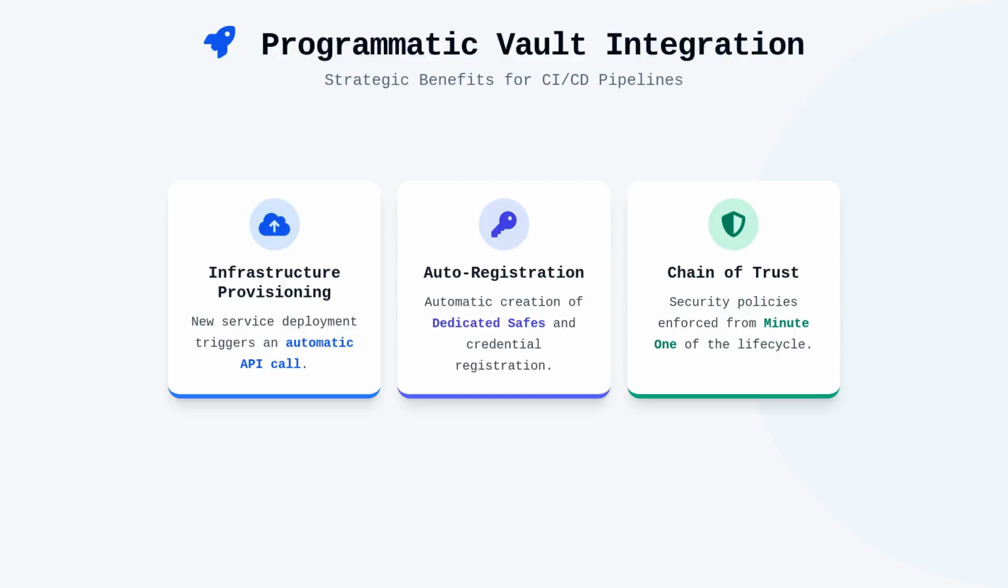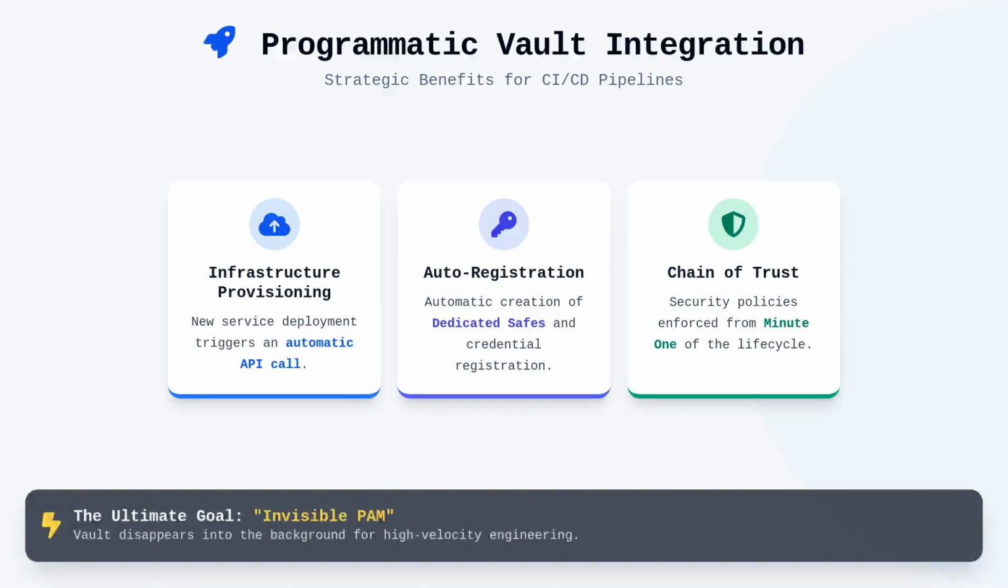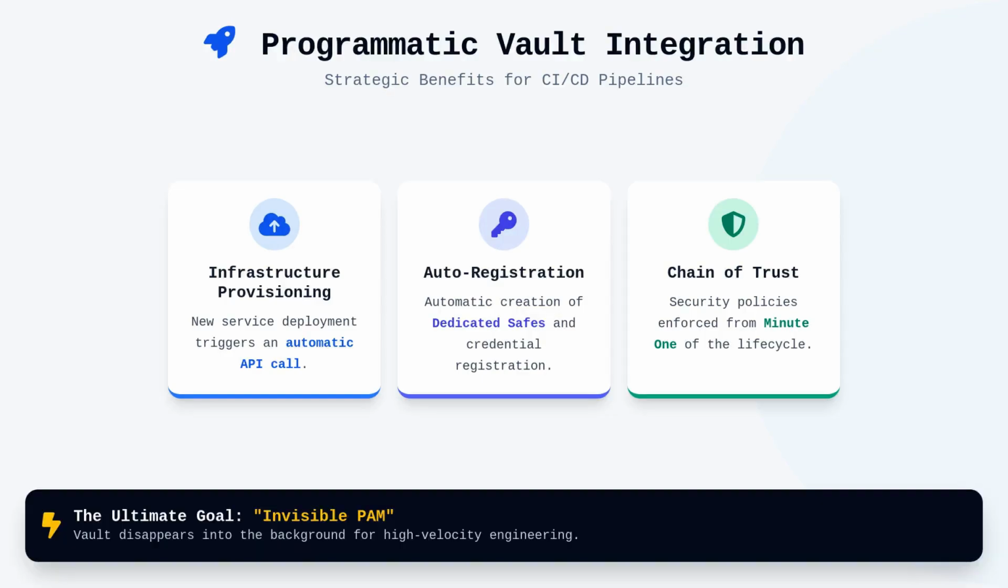By automating the registration of dependencies, you create a seamless chain of trust that starts from the infrastructure provisioning layer and extends into the credential management layer. As you become proficient with these endpoints, you will find that the vault effectively disappears into the background of your deployment process. This is the goal of a well-integrated PAM solution within a high-velocity engineering organization.